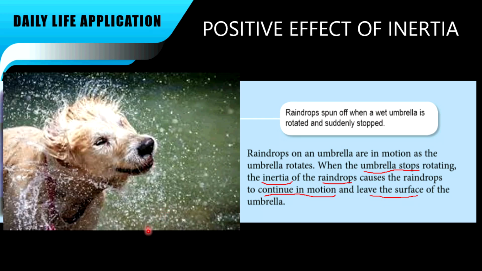Similar to the umbrella just now, dogs and cats actually dry their bodies by shaking vigorously. How to explain that? Actually, the water droplets on the body of the dogs and cats will continue their motion.